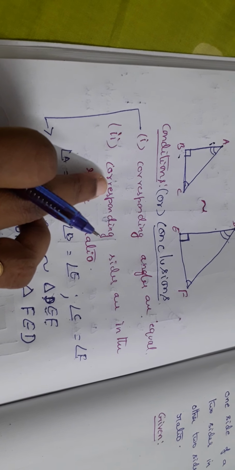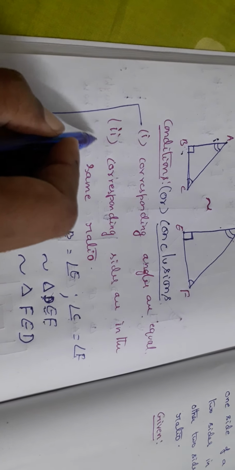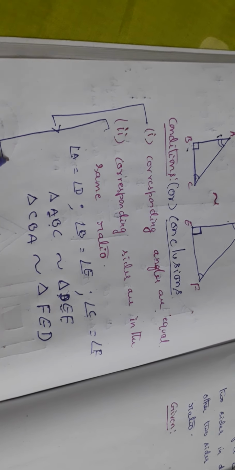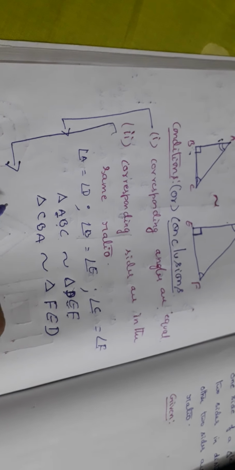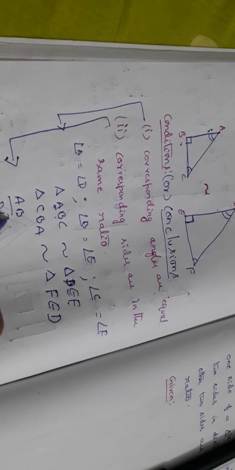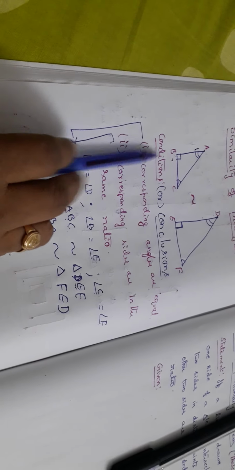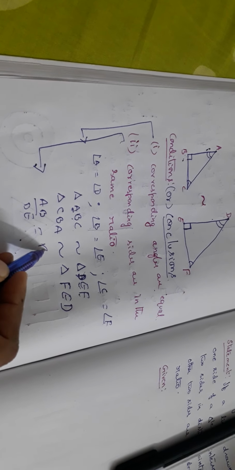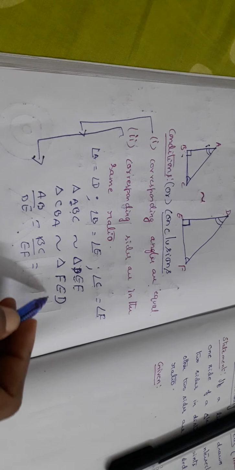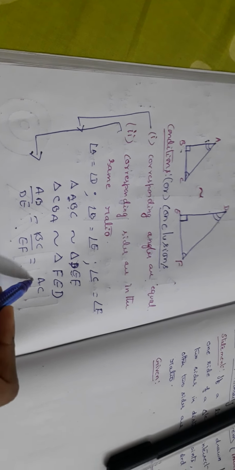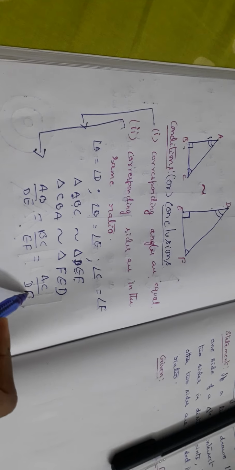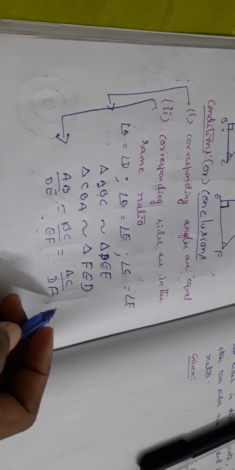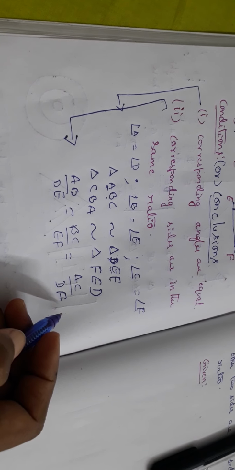And now, when it comes to corresponding sides being in the same ratio, let us discuss this second point. Corresponding sides: AB by DE, since AB in this triangle corresponds to DE, is equal to BC by EF, which is equal to AC by DF. This should be a constant.